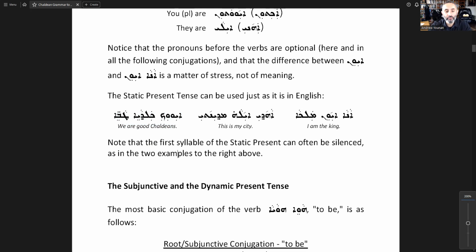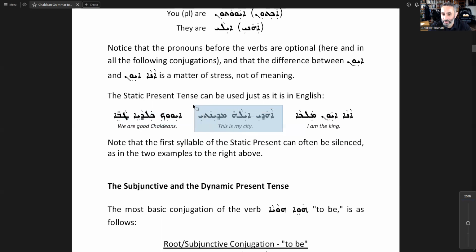In pronunciation, the first syllable of the static present tense can often be silenced, as in the two examples on the right above. So if you're looking closely, you don't have to say ana iwin, you can just say anawin. You see this? There's a silencer here. There's a batlana. Anawin melka. Or anewin. You can even sort of create that diphthong, the connected sounds. Anawin, anewin melka. Avila. You see here, this is silenced. You can say avila, but you can also say avila.